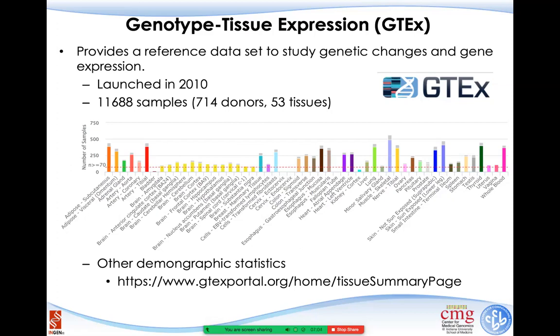Eventually they sequenced over 11,000 samples across more than 700 donors, and each donor has multiple tissues, totaling 53 different types of tissues. This project gives us a lot of information regarding RNA reference data sets. It's very useful, and we are currently still using it a lot. There are many other demographic statistics available on the website I've listed here.